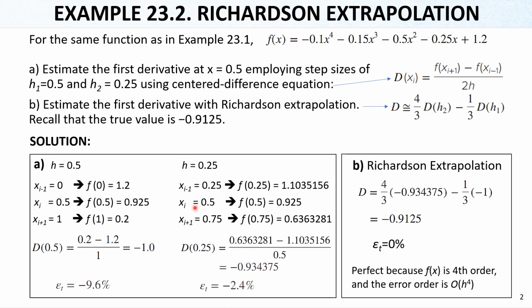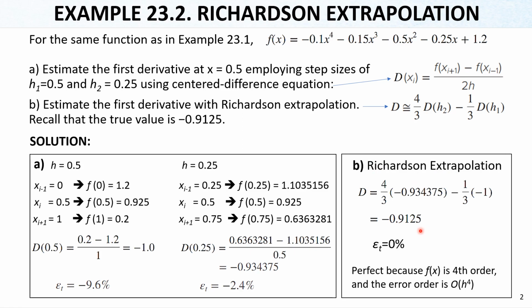That's acceptable, but what if we use the Richardson extrapolation by combining these two? Here, we get a much better result, which actually has 0% error, the exact value. The reason is that this is a fourth order function, and we said that this Richardson extrapolation has a fourth order error, O(h^4), so it should give the exact value for us. So this is how we can use Richardson extrapolation.